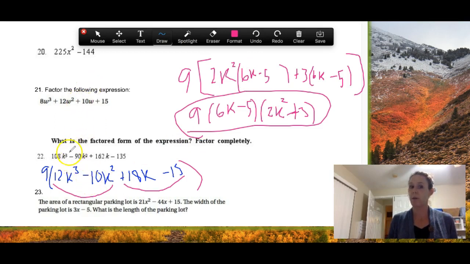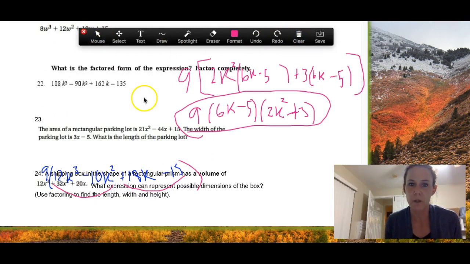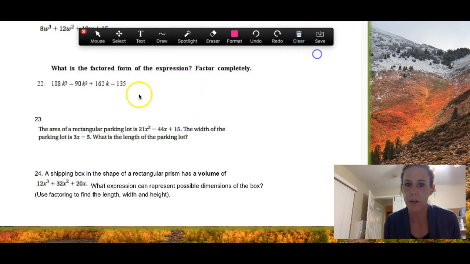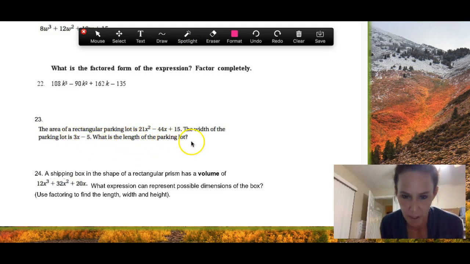It was like this one, but harder because I pulled out a common factor first. All right, on to the next one. Let's scroll down, and we got 23. The area of a rectangular parking lot is 21x squared minus 44x plus 15. The width of the parking lot is 3x minus 5. What's the length of the parking lot?